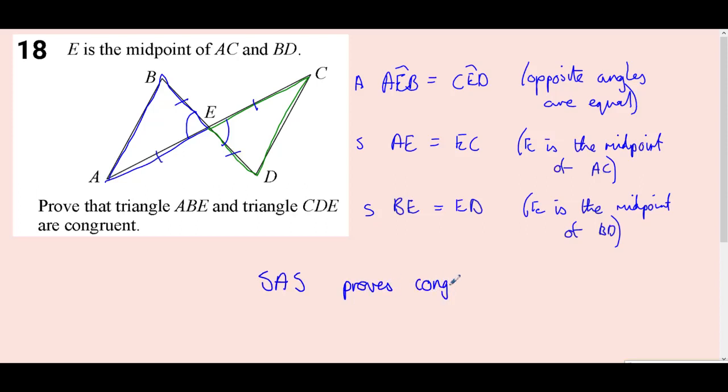This you're probably looking at 3 marks: 1 mark for a correct statement, a second mark for a second correct statement with reasons, and the third mark for the full proof.